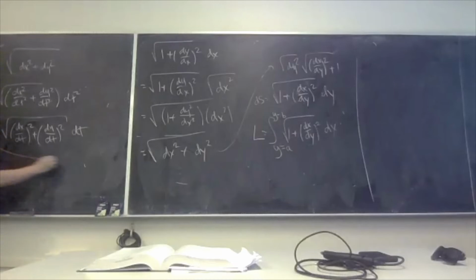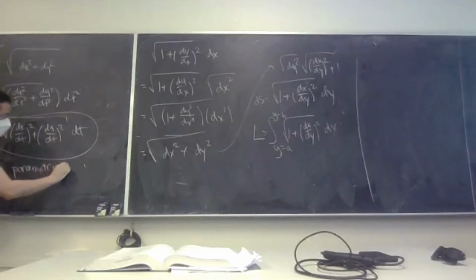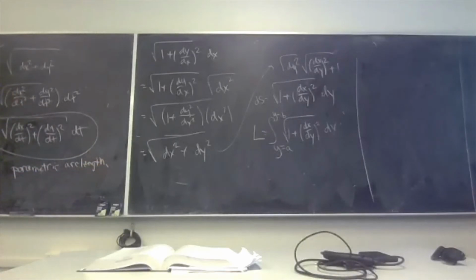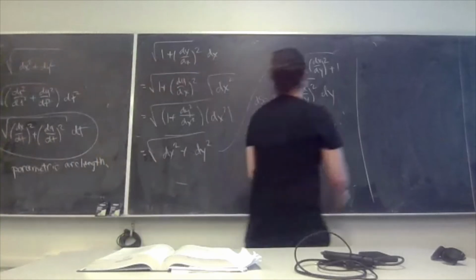So this guy right here, this is parametric arc length. That's the ds formula we use when we're finding arc length of a parametric function. And this is typically the justification used for believing this is true: you just factor out a dt squared. Math is cheating, I guess, is the upshot.